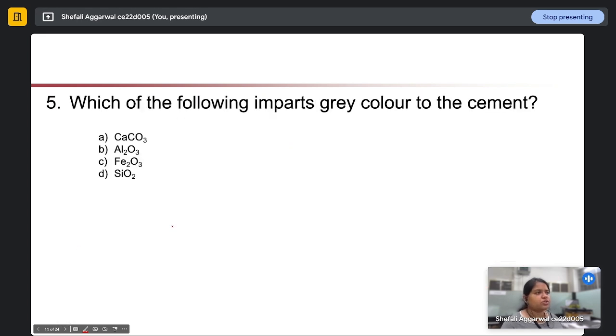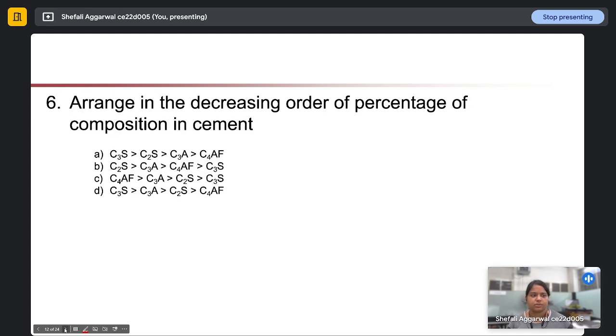Okay. So the next question is, which of the following imparts gray color to the cement? These are the different raw materials we are using to form cement: calcium carbonate, aluminum oxide, silicon oxide, and iron oxide. Which of these gives the color to the cement? It is iron. Mainly because of iron, we are getting the gray color in the cement. Normally, cement which has a very low amount of iron is called white cement. So a high amount of iron will give the gray color to our cement.